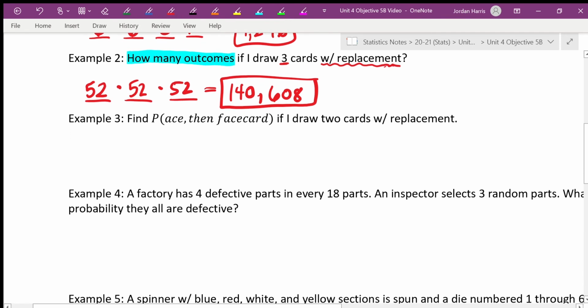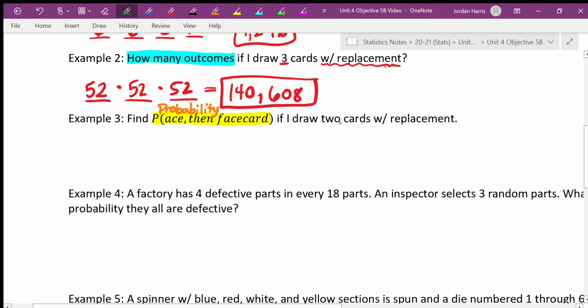Okay. So example 3, find the probability. Okay, we've switched it up. This is going to be finding the probability. So probability, remember, is fractions, decimals, and percents. So we're going to be dealing with fractions, decimals, and percents. So these questions, it's not just a counting principle. We're going to use similar ideas, but we got to deal with fractions now.